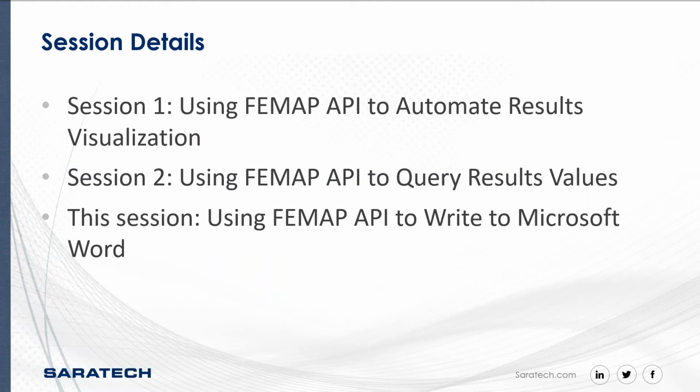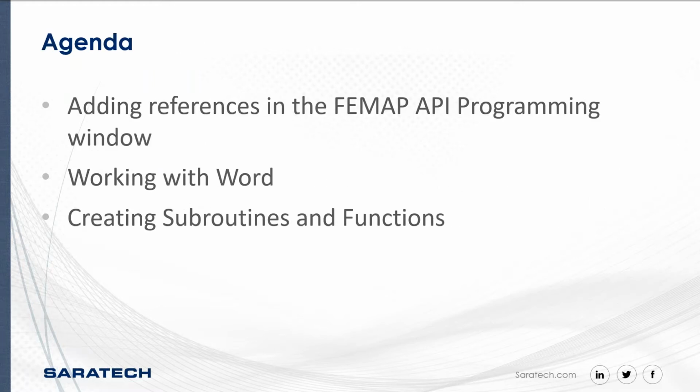All right, sounds good. So this is the third in a three-part session on Femap API. In the first session, we talked about using Femap API to automate results visualization. In the second session, we talked about using Femap API to query results values. And in this session, we'll be using Femap API to write to Microsoft Word. This session and the previous two sessions are on our YouTube channel as well.